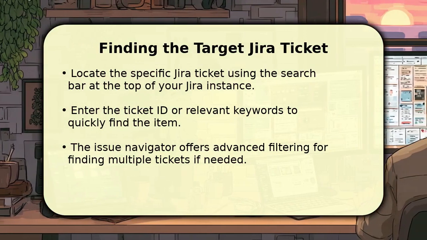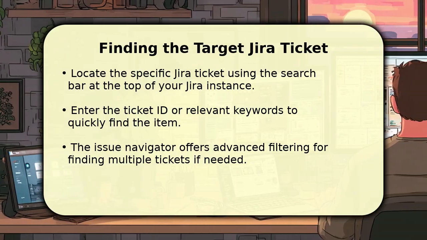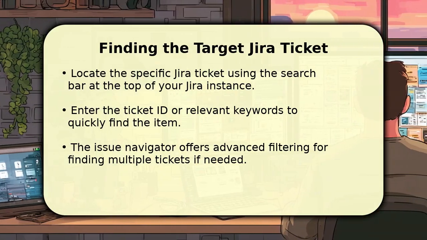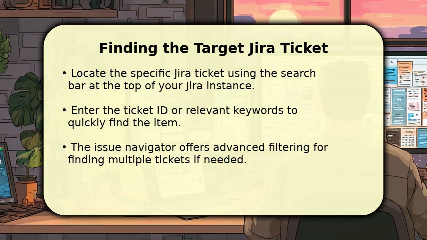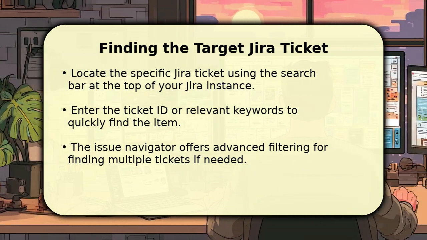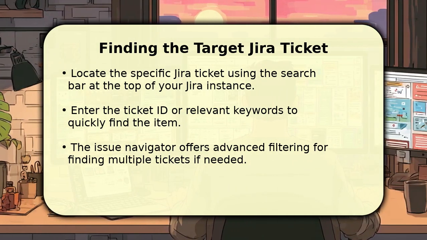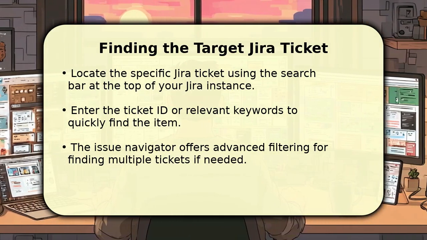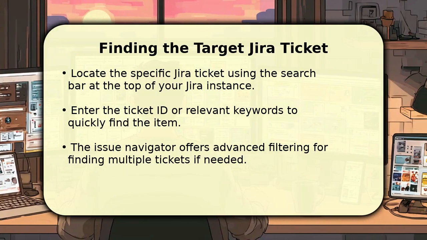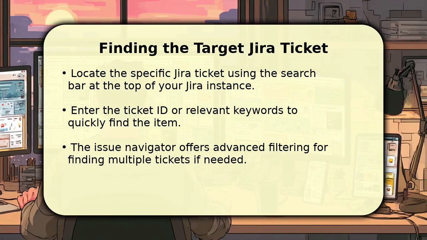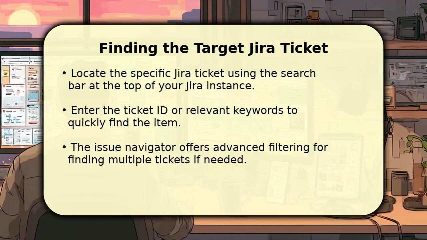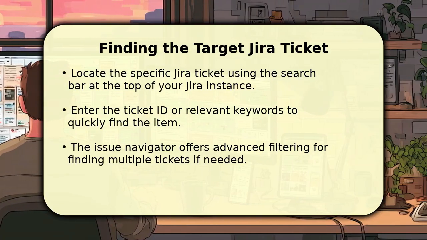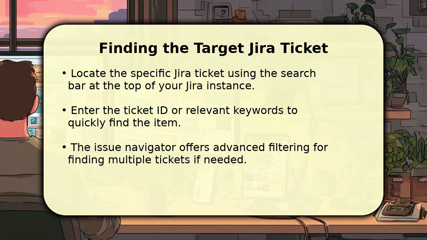Once your permissions are confirmed, the next step is to locate the specific Jira ticket you wish to delete. You can find it quickly by using the search bar at the top of your Jira instance, typing in the ticket ID or a relevant keyword. Alternatively, if you have a direct link, you can navigate there immediately. For deleting multiple tickets, the Issue Navigator offers advanced filtering options to pinpoint precisely the items you need to remove.